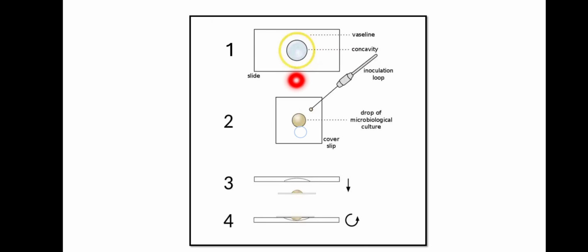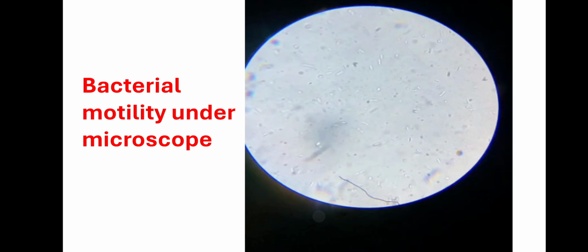Here is also the same procedure. We can also prepare a ring of Vaseline or paraffin wax as shown in this diagram. This is the cavity slide where we can prepare this ring of paraffin wax. Next, on the cover slip, we are going to take a drop of microbial culture. Then we are going to place the slide over the cover slip, and the last step will be to invert the cavity slide upside down to form a hanging drop over the slide.